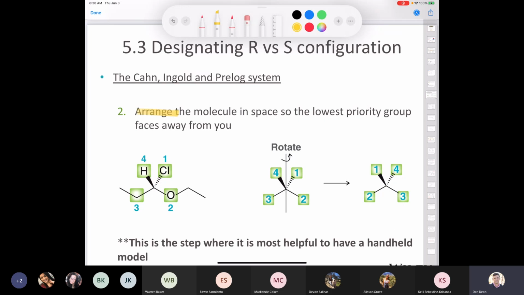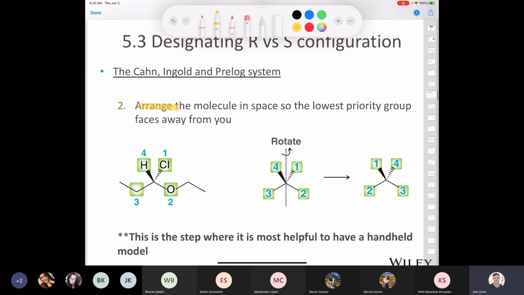So what you can do is, if you have the hydrogen or the lowest priority group coming out towards you, you can rotate the molecule, right? So what he did was take an axis and rotate it here, 180 degrees, to put the hydrogen behind like that. And then if you go from 1 to 2 to 3, you're going counterclockwise, which is S, which is what the molecule is.